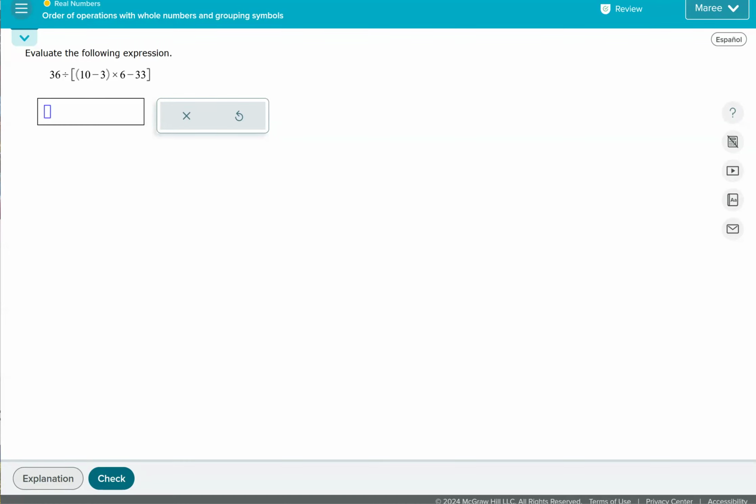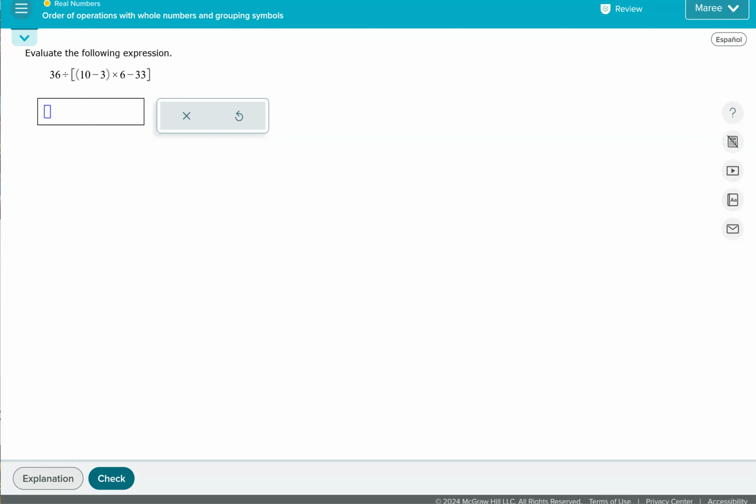This topic is called order of operations with whole numbers and grouping symbols. Grouping symbols are like parentheses, brackets, braces. We have division bars. Those count as grouping symbols. They might not look like it, but it is a grouping symbol.